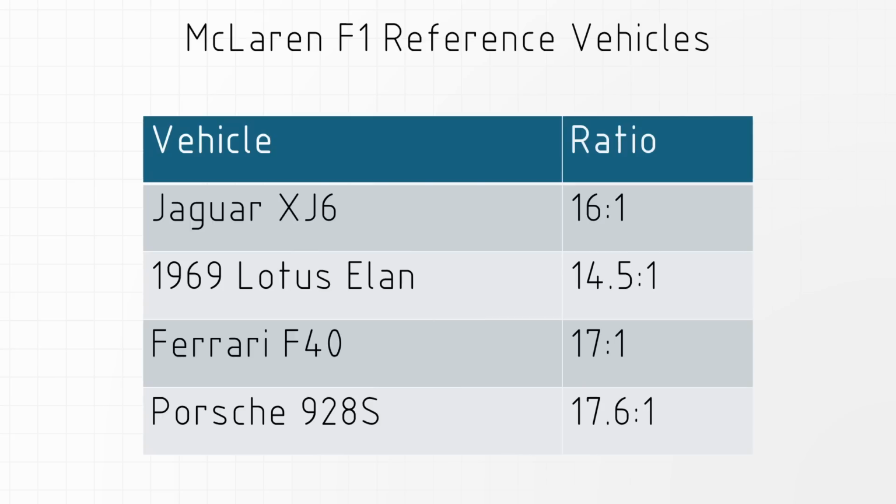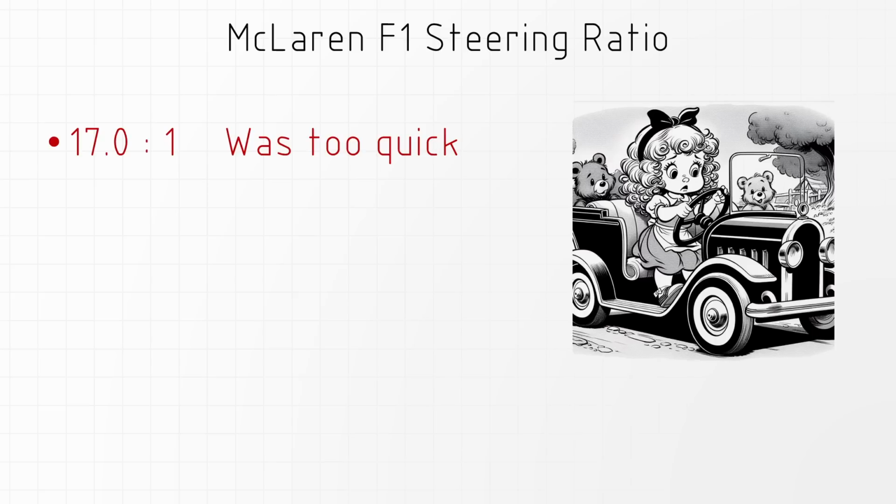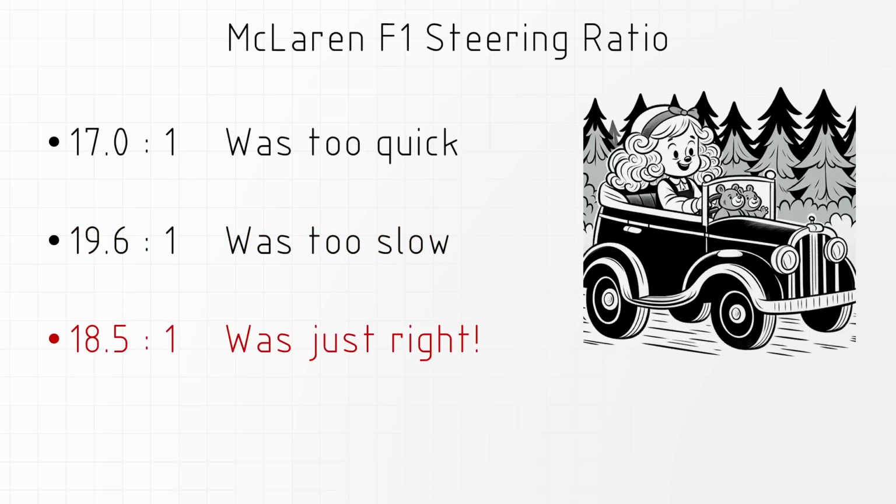Now the author went on to talk about the McLaren F1 and what they decided to do, and the 17:1 felt quite quick in the car. They had changed it to a 19.6:1, and then changed it again to 18.5:1 when they had a change in the front tyre. Now it's worth noting here that the properties of the tyre are going to have an impact on how fast you want your steering rate.